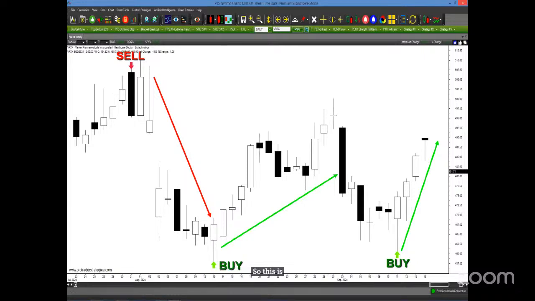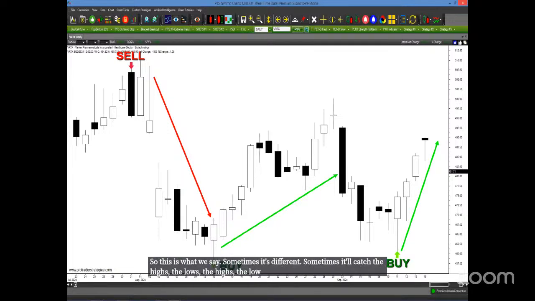So this is what we say. Sometimes it's different. Sometimes it'll catch the highs, the lows, the highs, the lows. Other times, it'll catch double signals in a row, meaning double buy signals, as you see right here.